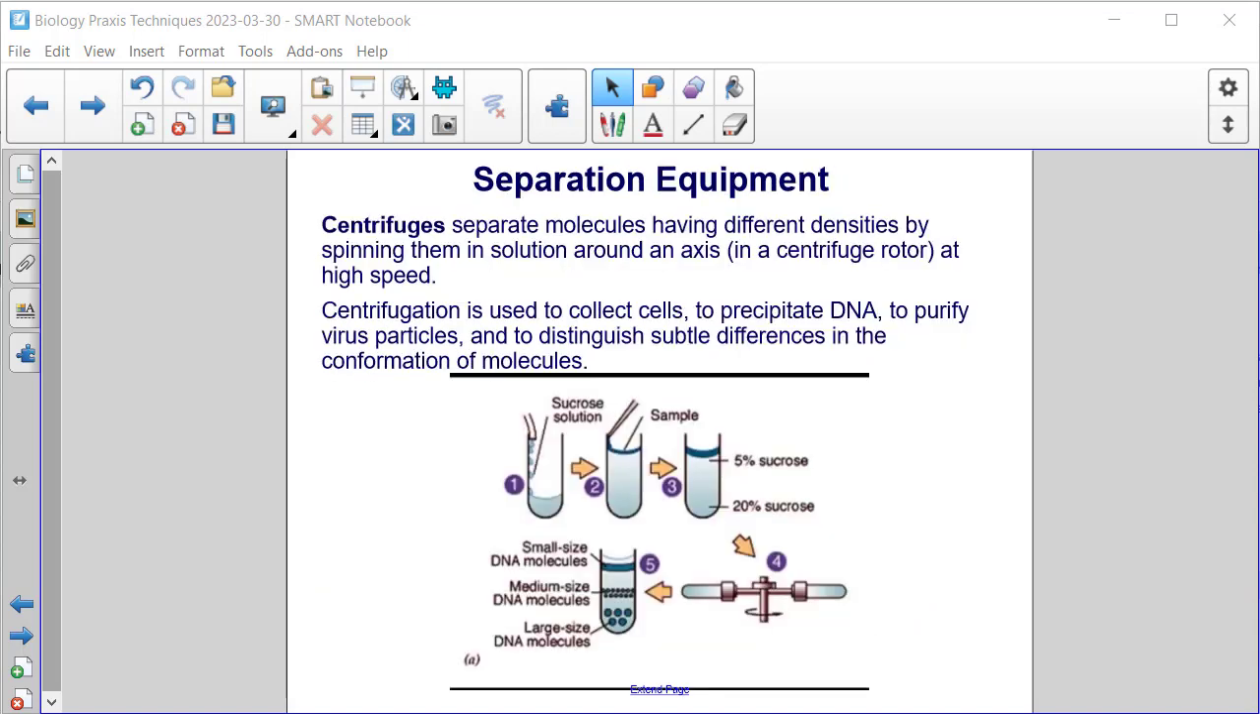Centrifuges separate molecules having different densities by spinning them in a solution around an axis in a centrifuge rotor at high speed. Centrifugation is used to collect cells, to precipitate DNA, to purify virus particles, and to distinguish subtle differences in the conformation of molecules.